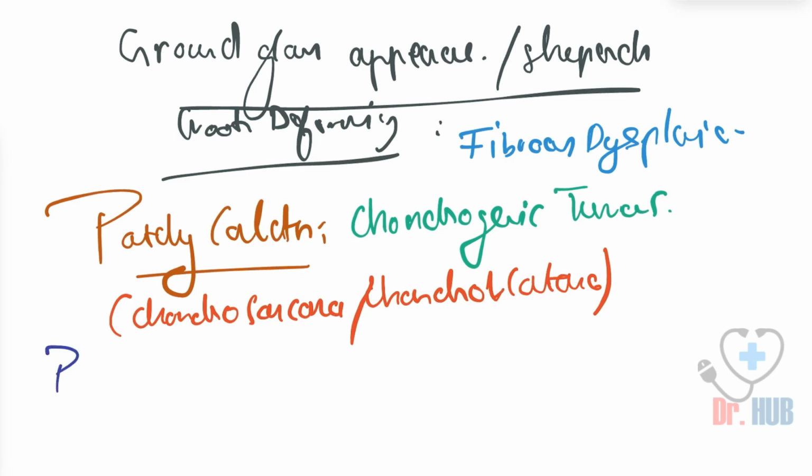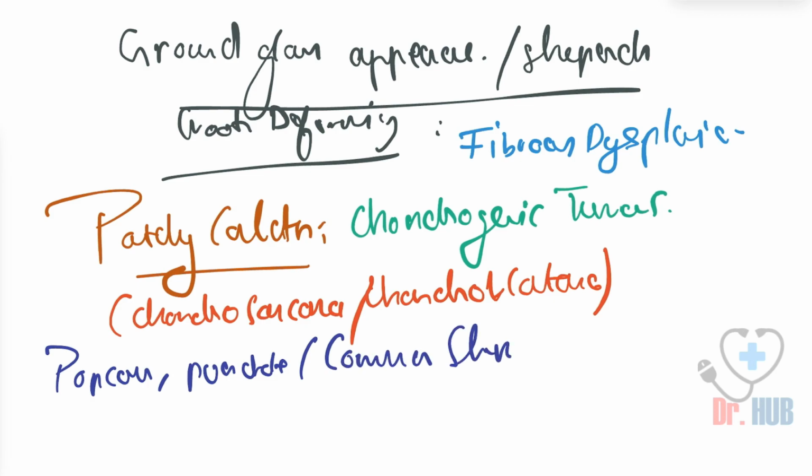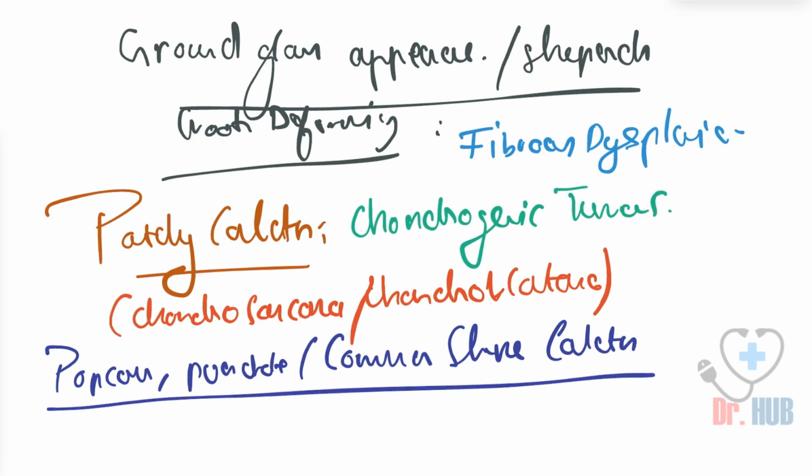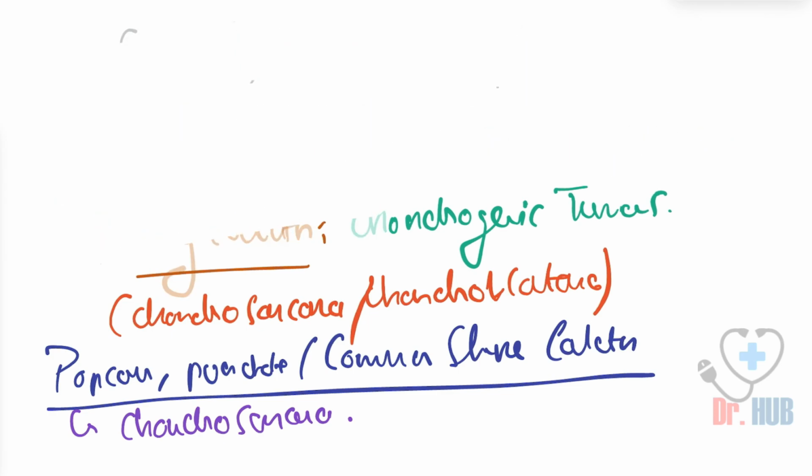Then we move on to the popcorn. We might have asked this question. So popcorn, punctate or the comma shaped calcification is seen in case of the chondrosarcoma. So in short, it can be called CS, the chondrosarcoma.